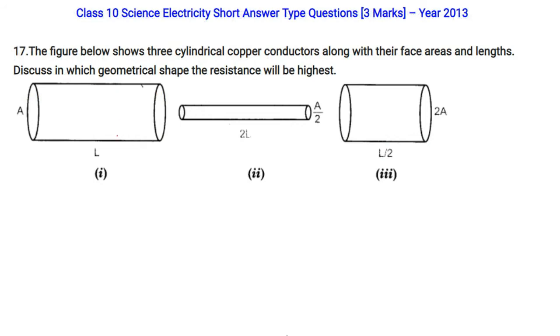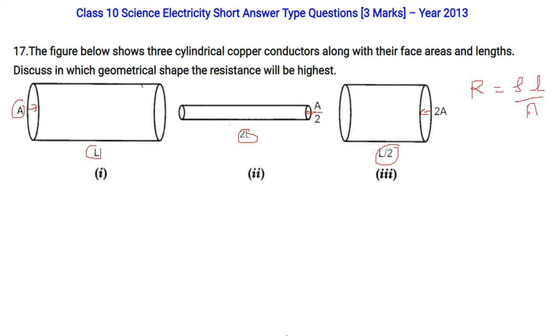The figure below shows 3 cylindrical copper conductors along with their face area. This has area of cross section A, this is A by 2, this is 2A. And the lengths: this is L, this is 2L and this is L by 2. Discuss in which geometrical shape the resistance will be the highest. You have to understand that R equals rho L upon A.